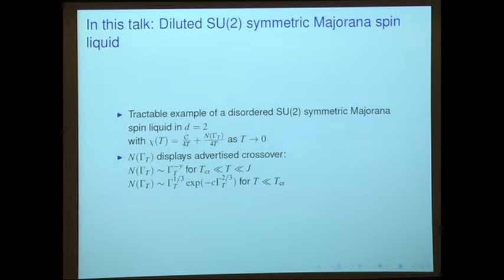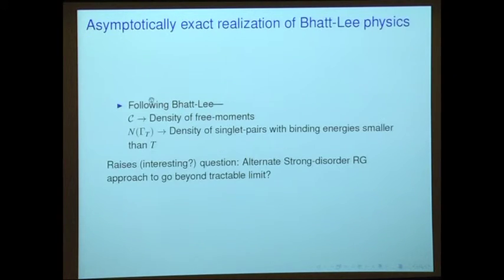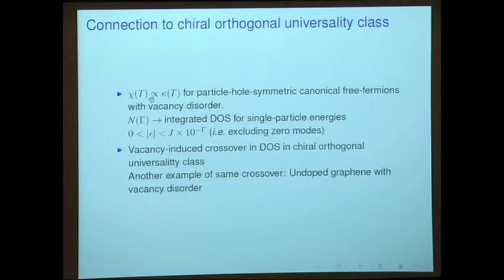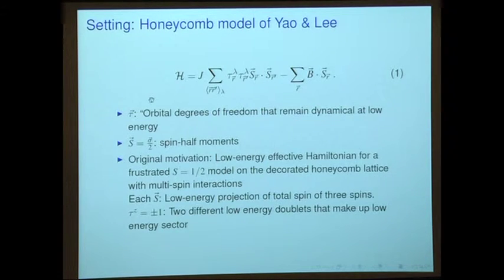So if there are no questions about where I'm heading, I can show you what I'm actually doing to get these results. So this is basically the summary of the talk given in advance. And now I will tell you how this works. I should just mention, before I go to the details, that another example of essentially the same crossover is provided by vacancies in undoped graphene. The same thing seems to happen there for reasons that are not entirely obvious to us right now, but we have some crude picture. So let me now start the talk proper.